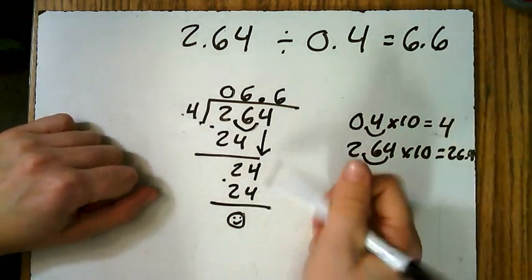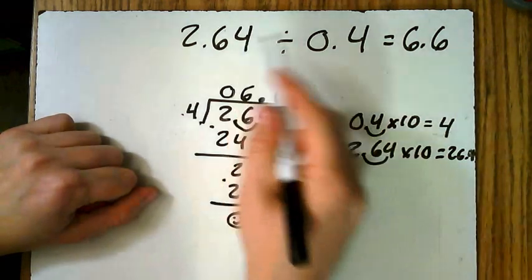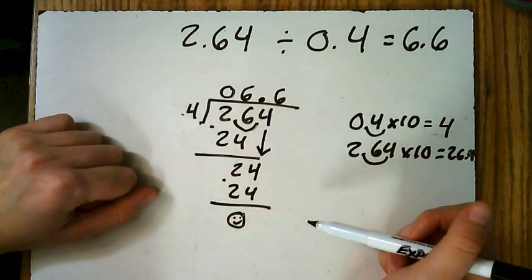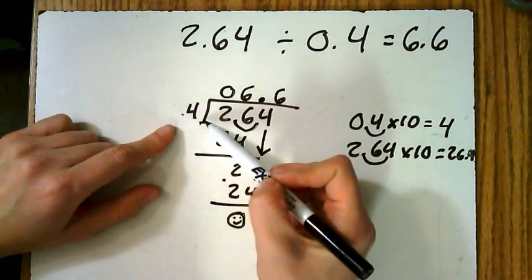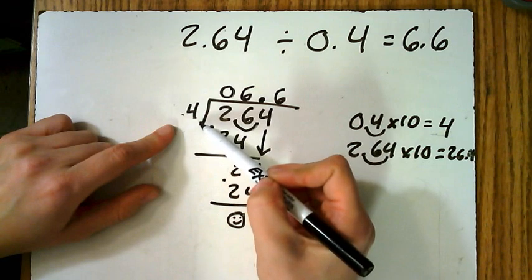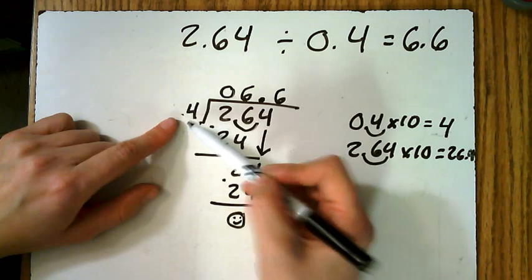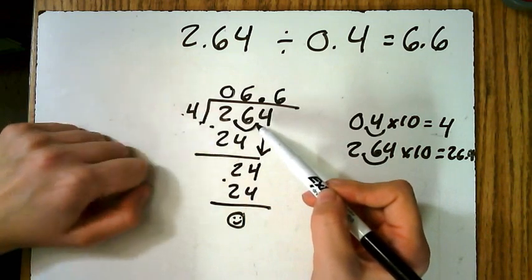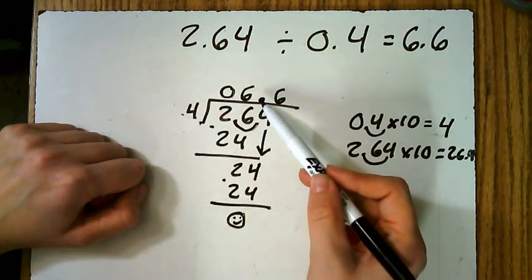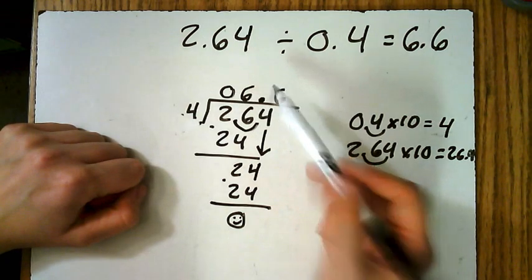So as you are using standard algorithm to divide decimals by decimals, just remember you have to hop your decimals in your divisor until you have a whole number. Whatever hops you made in your divisor, you also take in your dividend. And that's where your decimal ends up in your quotient.